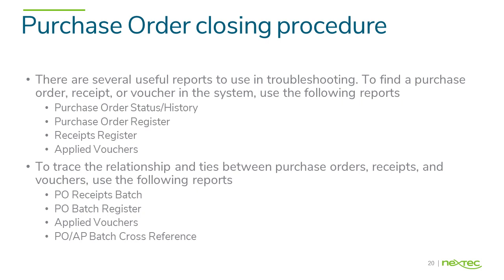So some useful reports to help you troubleshoot: purchase order status history, the purchase order register, the receipts register, and the applied vouchers. These will all tell you what's been open, hasn't been closed yet, anticipated deliveries, if you will, and then also any vouchers that have been applied over to accounts payable if you're using the create voucher upon receipt. And then to trace any relationship and tie between purchase orders, receipts, and vouchers, you can use those same reports as well. There's an additional one called the PO AP batch cross-reference report, and that will show you what was entered in the PO and applied to an accounts payable voucher in the AP module.